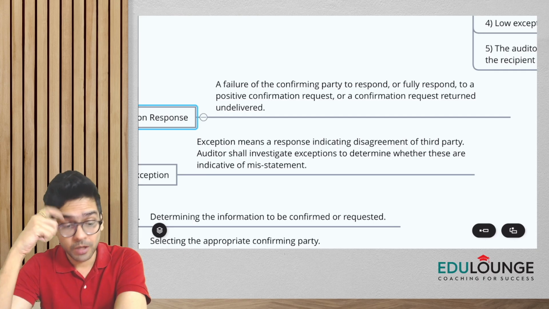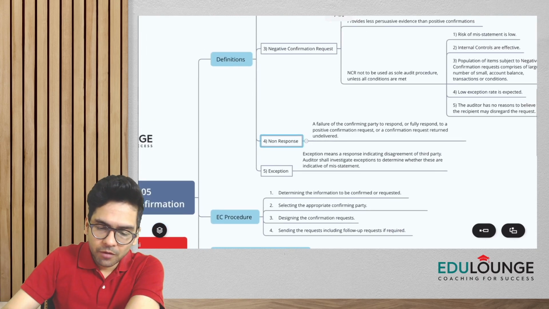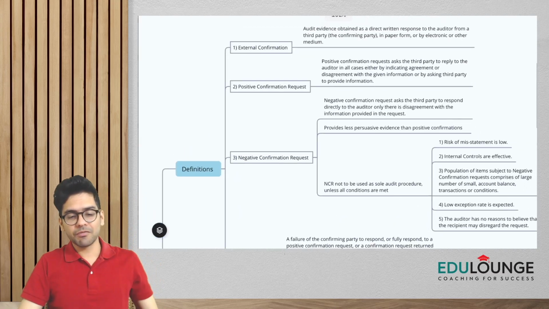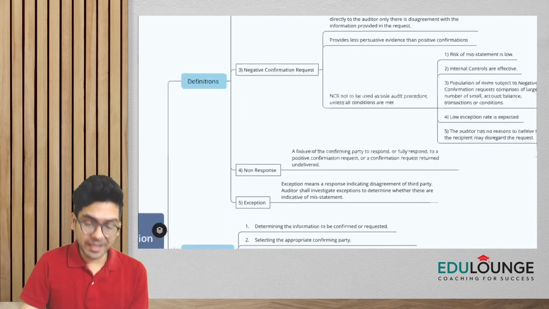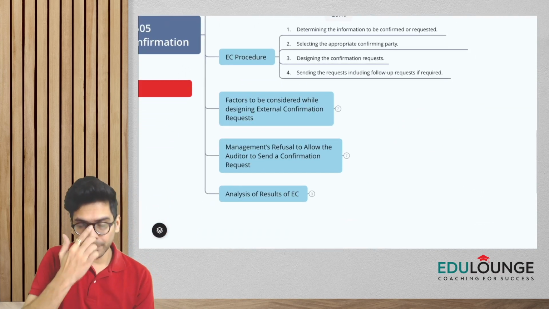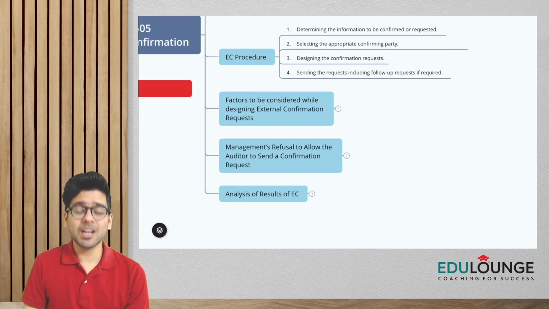It's a case of what? Non-response. Okay, so done. We are done with the definitions, guys. We have covered what is the meaning of external confirmation. We have covered what is PCR, what is NCR, what is non-response, what is exception. We have also covered what is the external confirmation procedure.